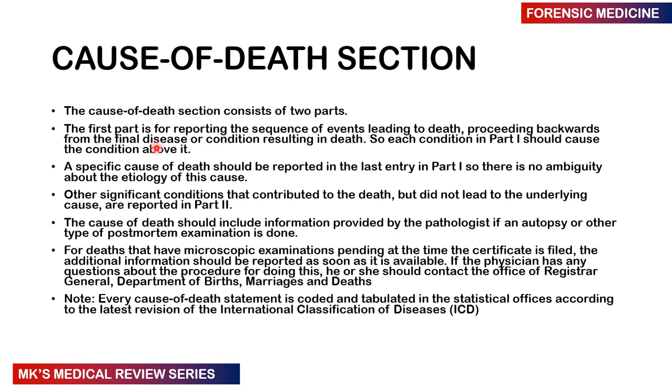Each condition in part one should be what caused the condition below it. For example, septic shock secondary to infected decubitus ulcers secondary to a stroke. So a specific cause of death should be reported in the last entry. This one is the underlying cause of death. There should be no ambiguity; it shouldn't mean two different things. Then you have part two, which is other significant conditions that may have contributed to the death but did not directly lead to the death. We can put these in part two.